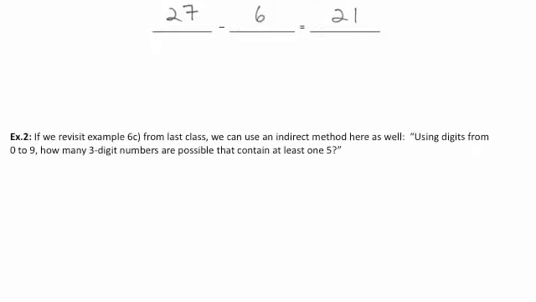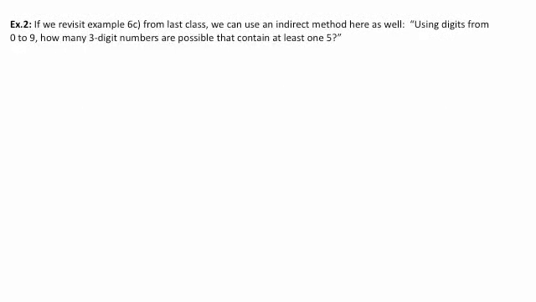So let's do another example to get used to it. If we go back to 6C, and this was one that we tried to tell you to do on your own, we can use an indirect method. So the question was, using the digits from 0 to 9, how many 3-digit numbers are possible that contain at least one 5? So if you had solved that question correctly, you would have gone through and said, okay, here's the cases. 1 five, and where can they be? 2 fives, and where can they be? 3 fives, and where can they be?